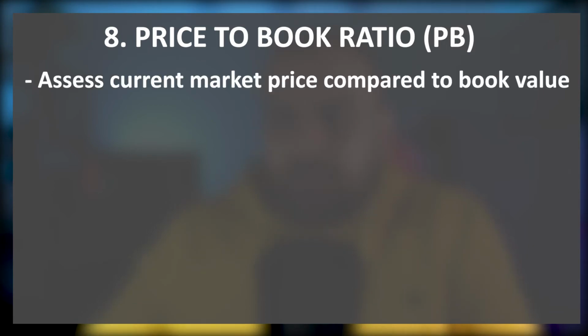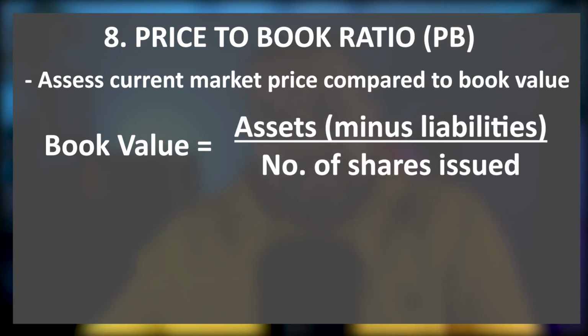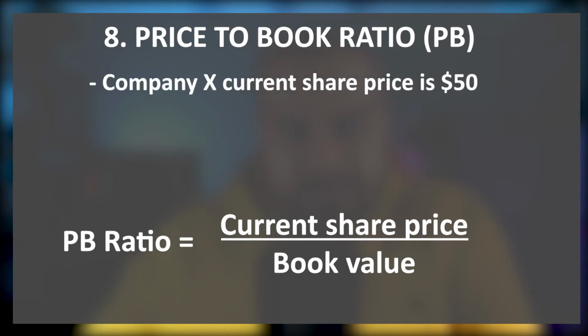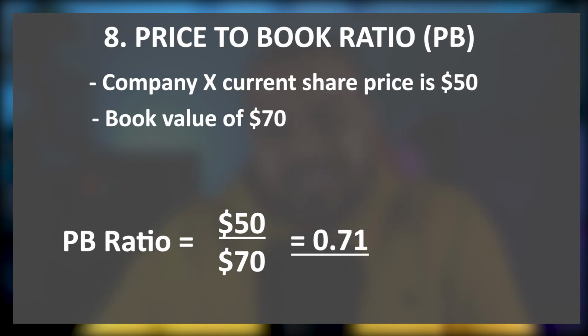The last one is the price to book ratio, or PB ratio. Now the PB ratio is used to assess the current market price against the company's book value. Book value is its assets minus any liabilities, divided by the number of shares issued. So to calculate it, we divide the current share price by the book value per share. And we consider a stock undervalued if its PB ratio is less than 1. So for example, company X's current share price is $50 and it has a book value of $70, which means the PB ratio is $50 divided by 70, which gives us 0.71.